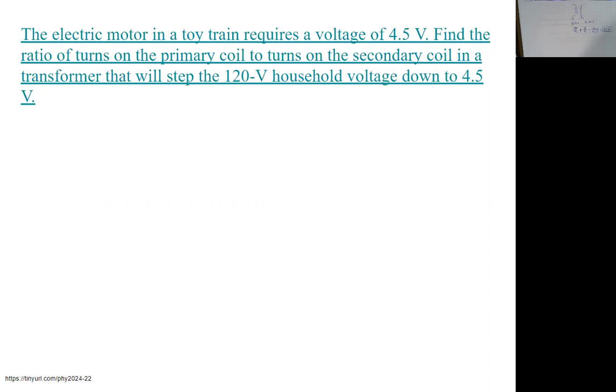So there's a question about the unit of this one. This one we will not have units, because we are looking for the ratio of the turns of coils. So there's no unit here.